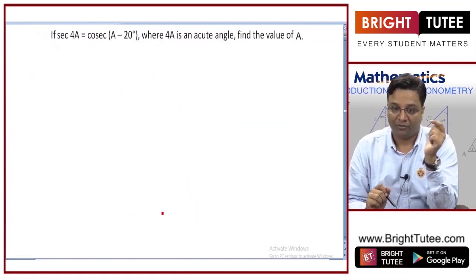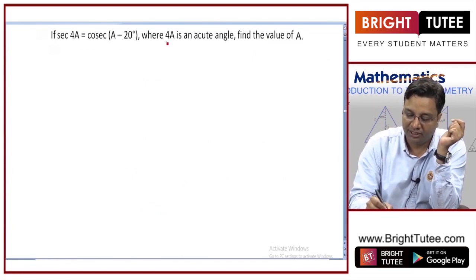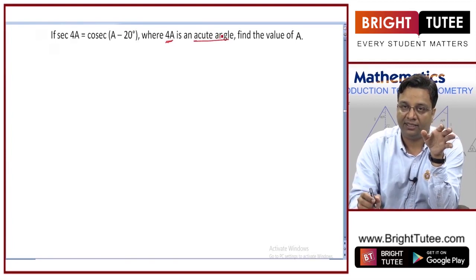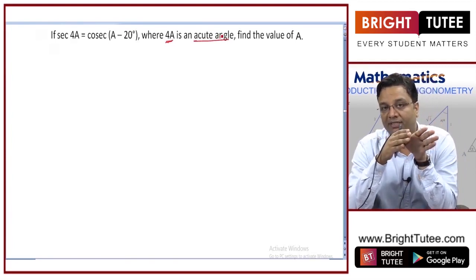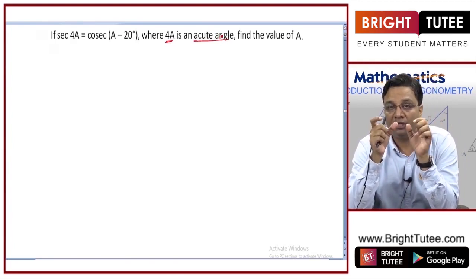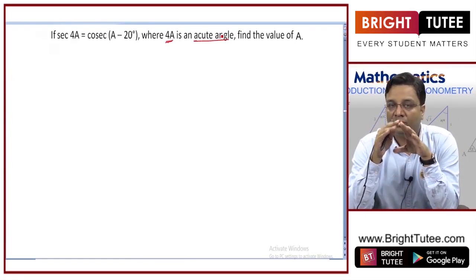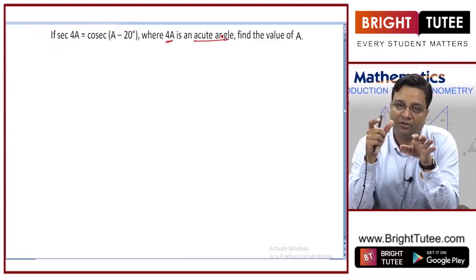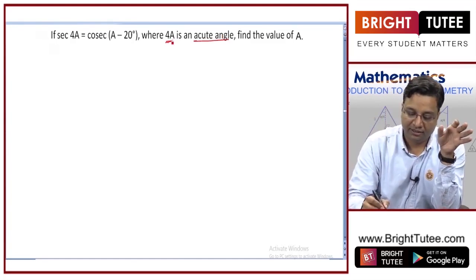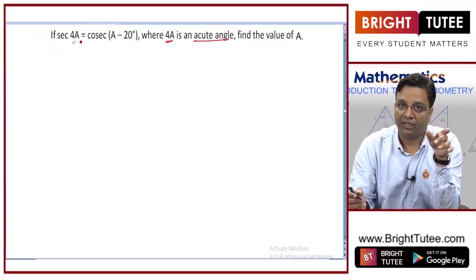A similar type of question. It is important that you see 4A is an acute angle. Only in case both the angles on the left hand side and right hand side are acute can you compare the angles. And in 10th class you don't have to worry about it, because it will always be given in the question that the angle here is an acute angle.